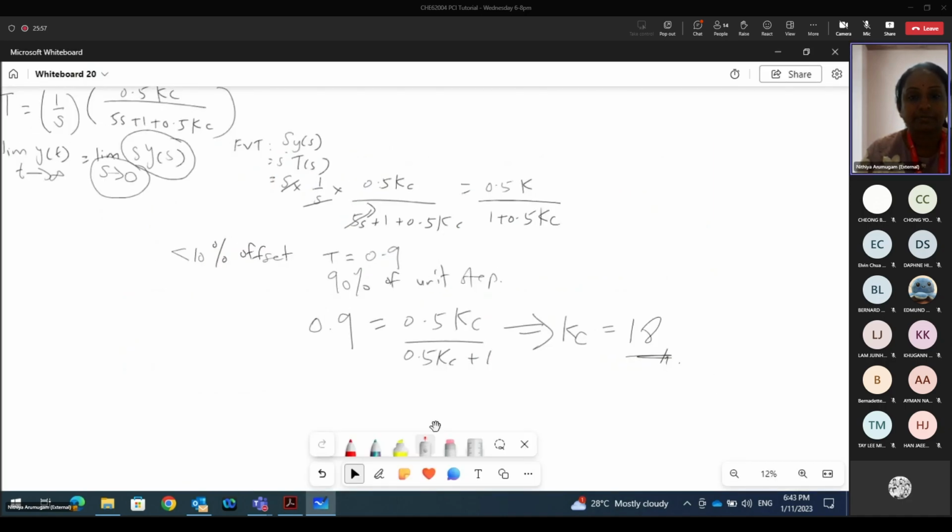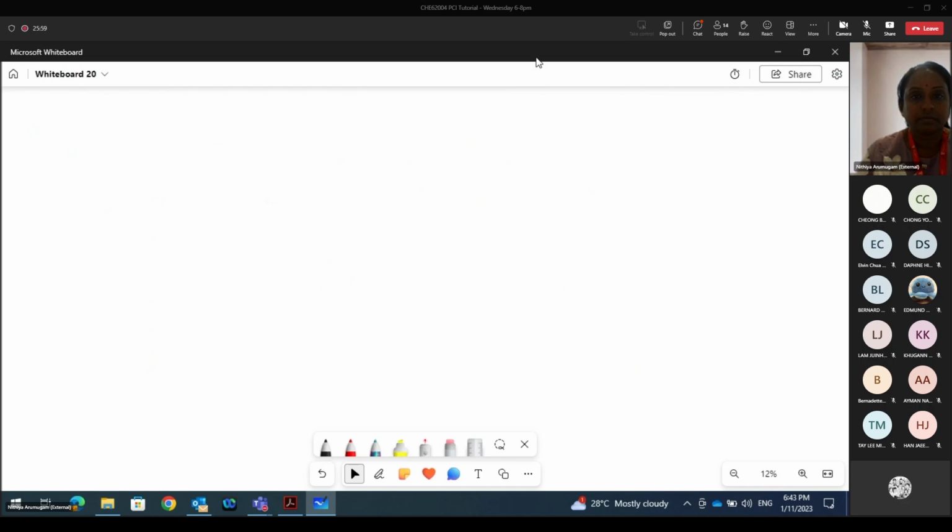So this, what is the meaning of the offset? First, we need to calculate what the offset is if there is a step change of Tc equals 5 degrees Celsius. If you notice from the earlier question, we obtained the Kc as 18, right? So we keep this, all right?